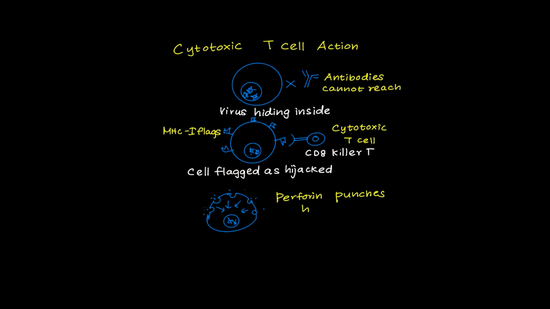Option A is wrong, because plasma cells make antibodies, which cannot reach viruses hiding inside host cells. Option B is wrong because helper T cells coordinate other immune responses through cytokines rather than killing directly. Option C is wrong, because B memory cells store information rather than performing cytotoxic action.